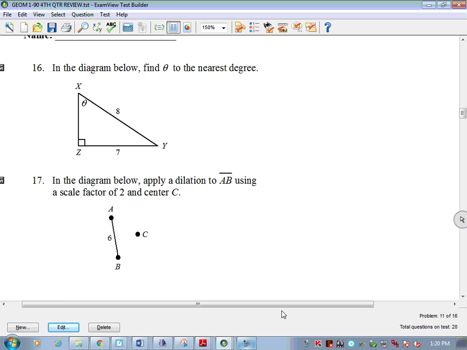In the diagram below, find theta to the nearest degree. Which trig function would we use? We'd be using a squared plus b squared equals c squared. That would find xz, but we are looking for the degree of angle theta.